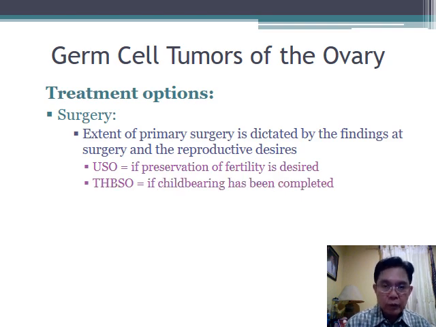However, if the woman has already completed her reproductive potential, or the tumor is not only found in one ovary, but maybe in other reproductive organs, then maybe a total hysterectomy with bilateral salpingo-oophorectomy should be performed.